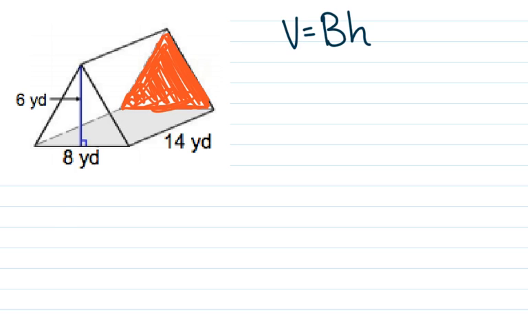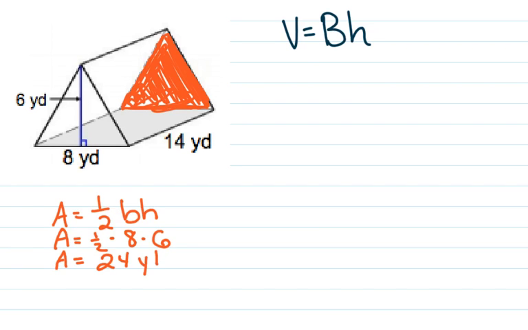The base is a triangle. The area of a triangle is 1/2 base times height. Or you could say base times height divided by 2. The base of the triangle is 8. And the height of the triangle is 6. So when I find my area here, I'm going to say 1/2 times 8 is 4. 4 times 6 is 24 yards squared. Again, I don't need the yards squared in my formula, but it's helpful to remember.